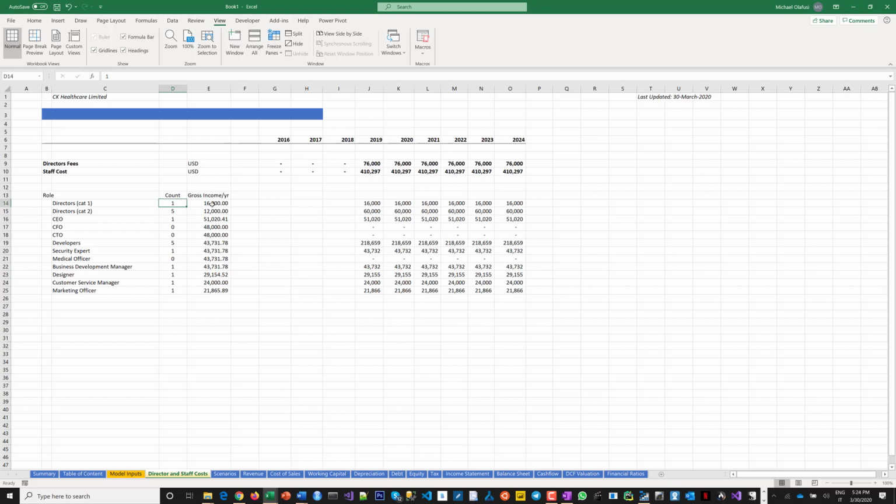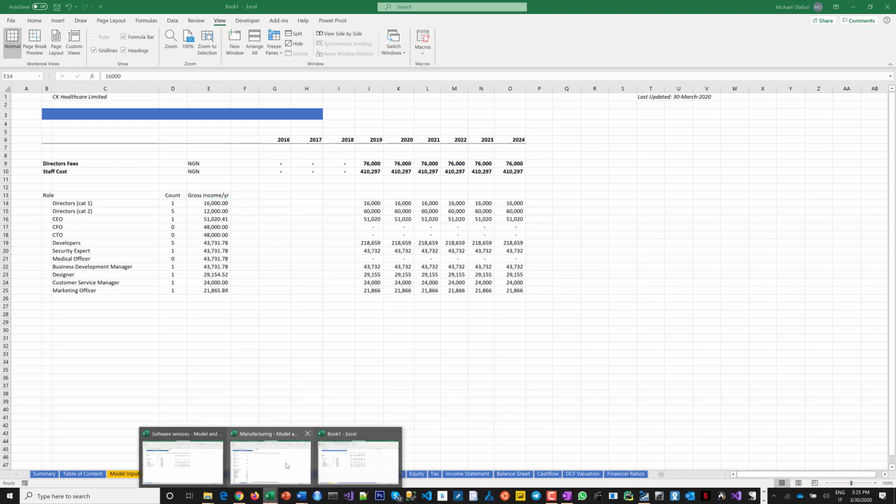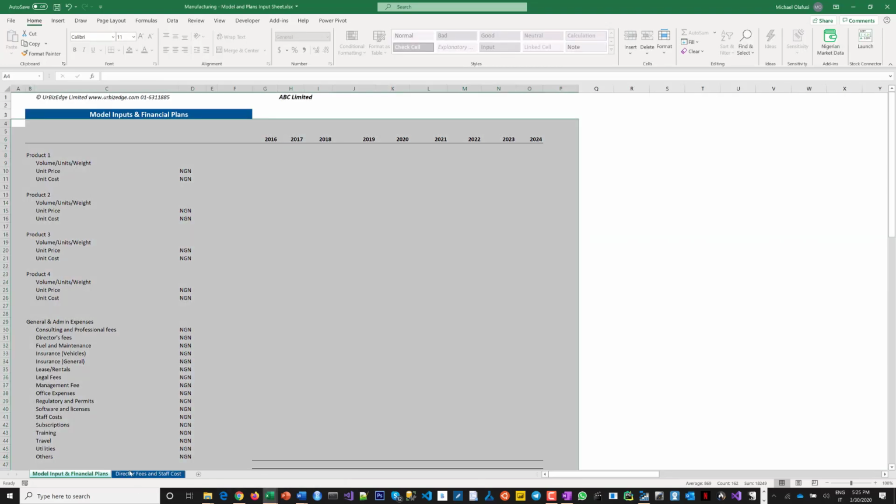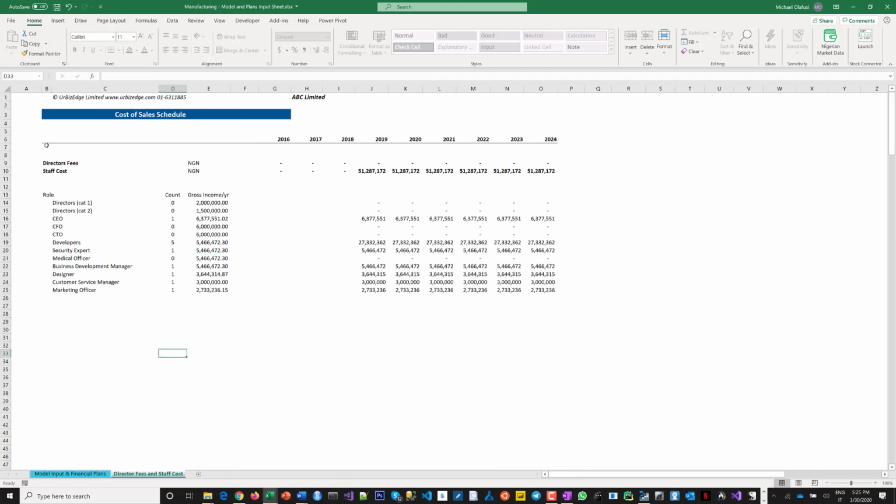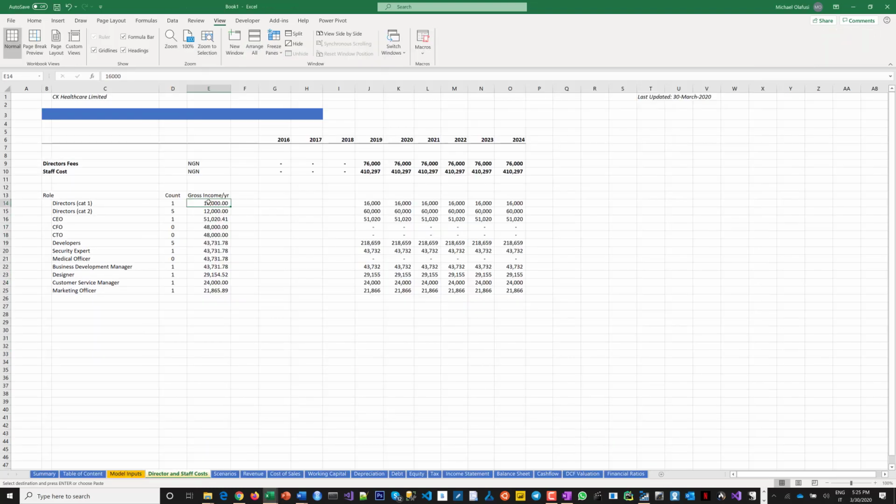So the chairman will be paid, but now we're going to change this to naira, and I'm going to fix this also in naira. I think I had copied this from the wrong sheet, so let me go grab the right one. Yes, let's see, I had copied from, so I'm going to just grab from here. I should have copied from here, and it's not too late.